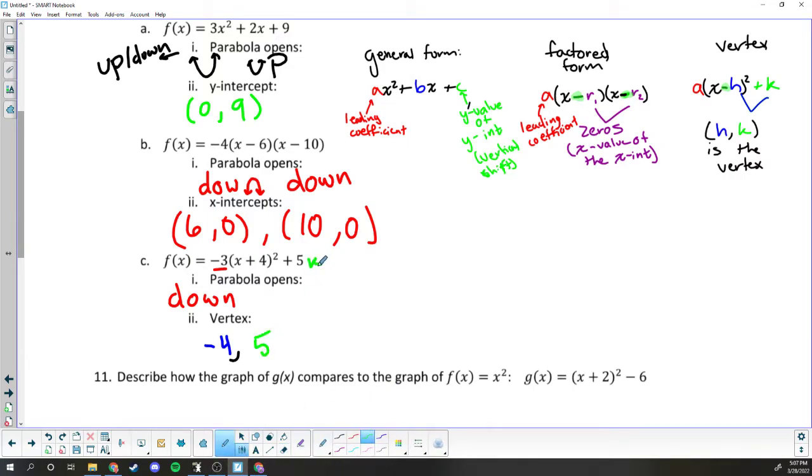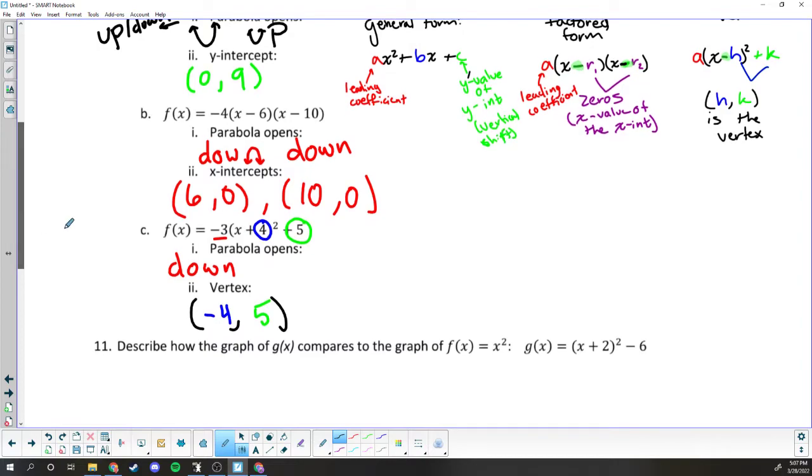Because this value right here is k, this is where I find the y. And then this is where I find the h, which is opposite of what it says in the equation, because I'm subtracting it up here. So boom, there's your vertex. And you do whatever the vertical shift says. If it's +5, then it's +5 down here.